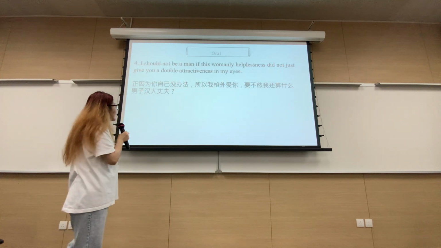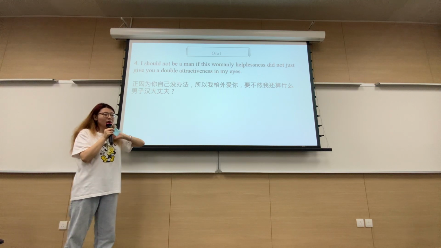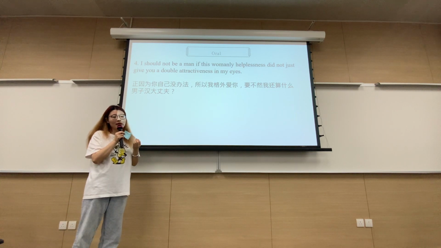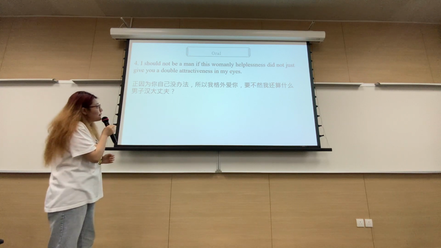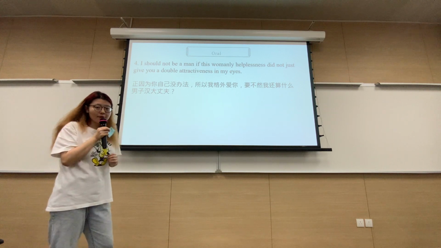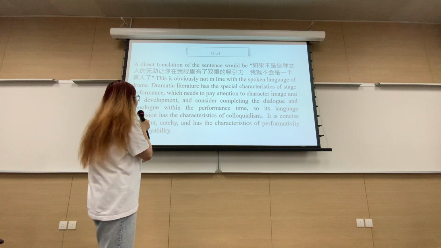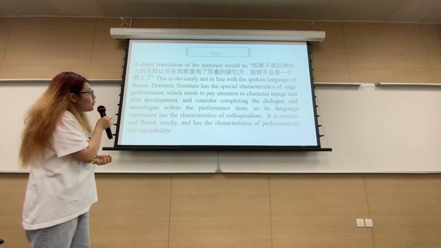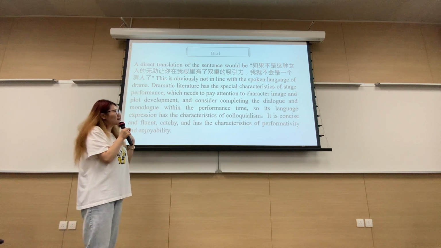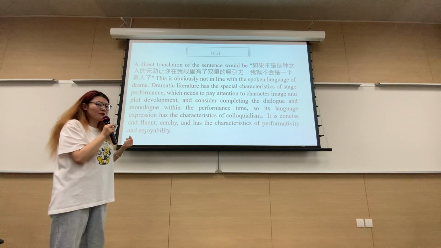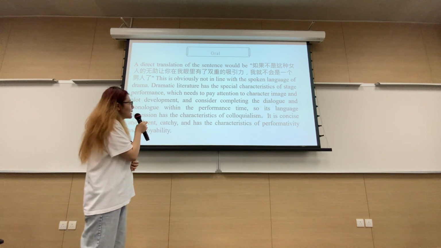And the second, 我们第二个归类的翻译问题就是 oral, 因为在话剧舞台上经常是说话嘛，所以它更偏重的语言是口语化。因此我们可以看到 we translate this sentence into 正因为你自己没办法，所以我格外爱你，要不然我还算什么男子汉大丈夫。如果我们采取直接的方法的话，我们会译为，如果不是这种女人的无助让你在我眼里有了双重的吸引力，我就不会是一个男人了。当大家平时读戏的话感觉怪怪的，如果一个演员在话剧舞台上这样表述，对于观众来说听起来是比较困惑的。所以 this is obviously not in line with the spoken language of drama.